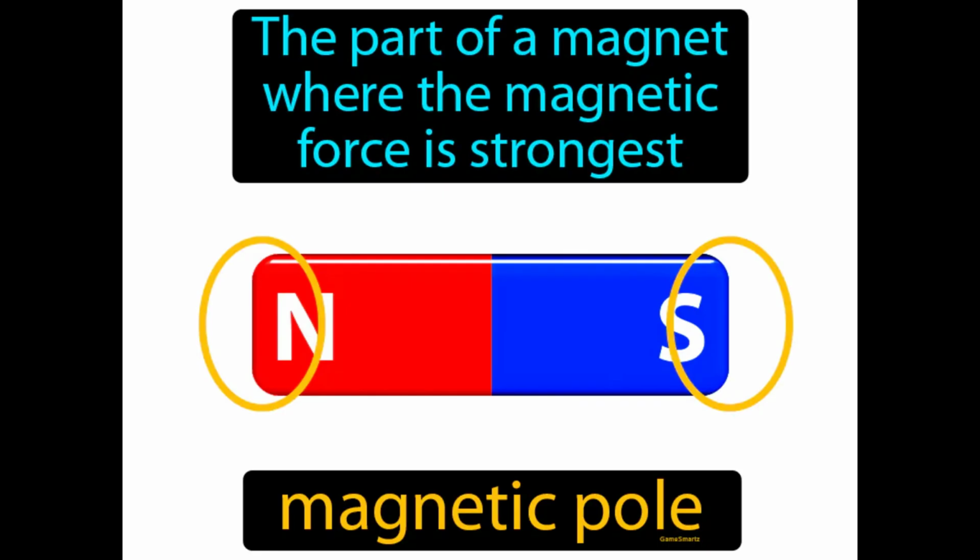The part of a magnet where the magnetic force is strongest. Magnetic pole. A magnetic pole is where the magnetic force of a magnet is concentrated and strongest, usually at its ends.